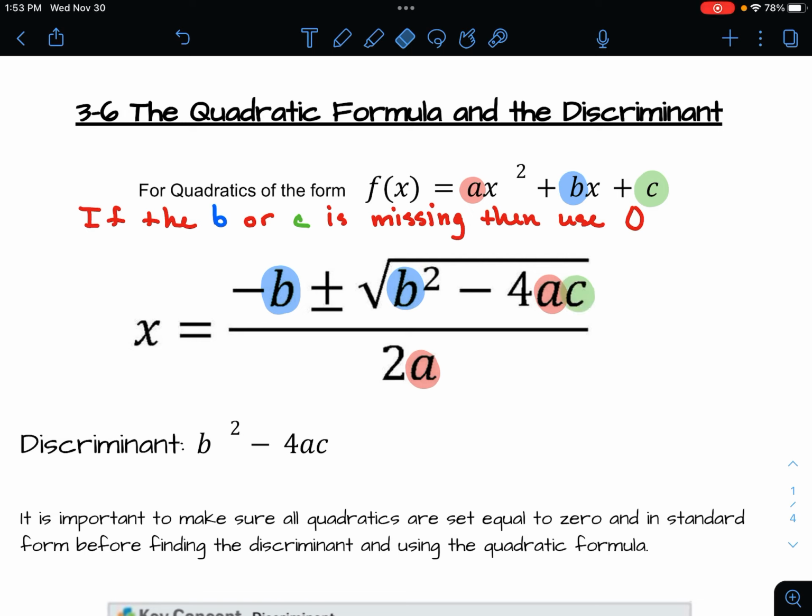But in this video, we're just going to focus mainly on the discriminant. Now, what is the discriminant? The discriminant is the part that's underneath the square root. That's the b squared minus 4ac. So once again, we can take those a's, b's, and c's, and we can plug them in for the respective letters there and see what that number value is.